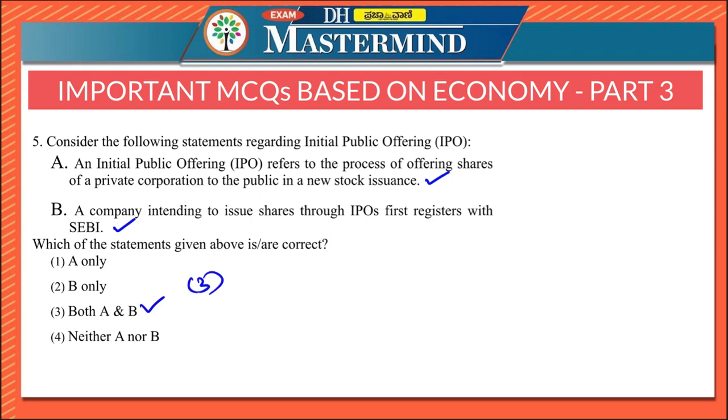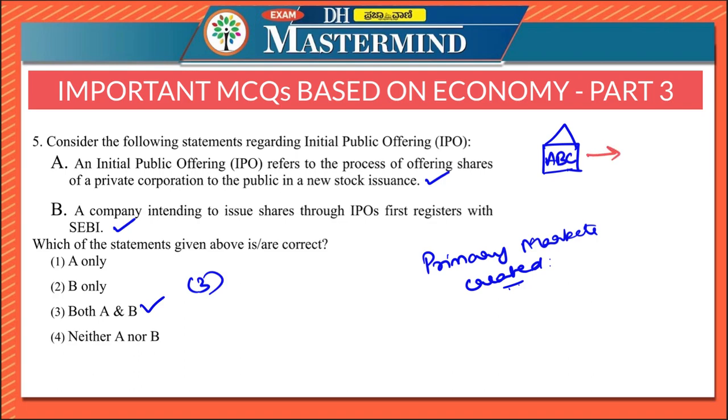I have already told you that an initial public offering usually happens in primary markets. So what are primary markets? Primary markets are the markets where securities get created. So an initial public offering refers to the process of offering shares of a private corporation to the public in a new stock issuance. Let us say there is a company called ABC, and it has never issued its shares to the public. Now, if this company wants to issue shares to the public, then it has to register itself with SEBI. What is SEBI? SEBI is nothing but the Securities and Exchange Board of India.